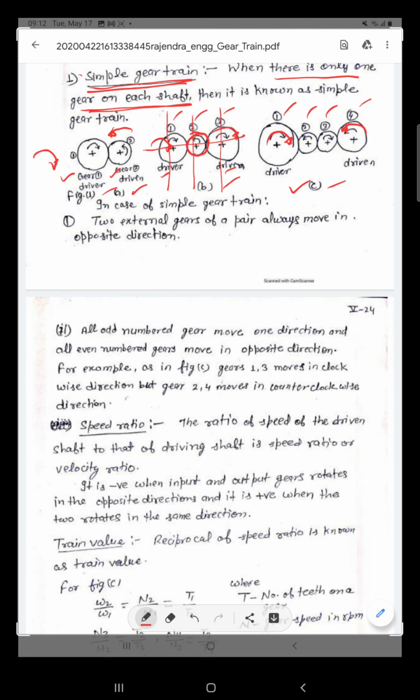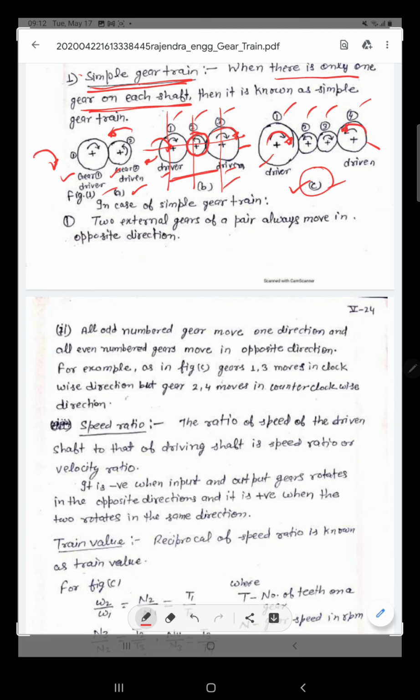So when the number of gears is odd, as shown in figure B, the external gears, gear 1 and 3, move in the same direction. But when the gears are in even numbers, like in figure C, the external gears, gear 1 and gear 4, move in opposite directions.